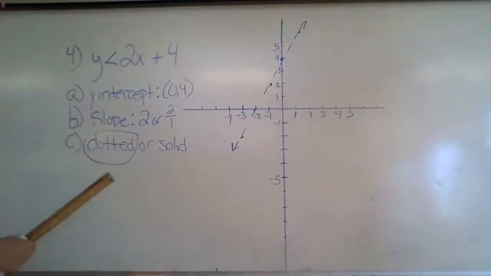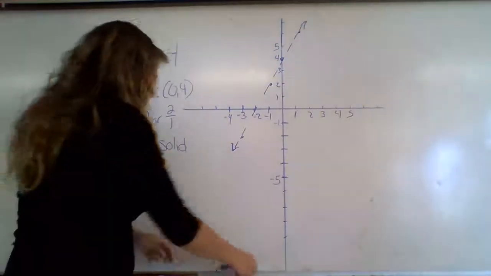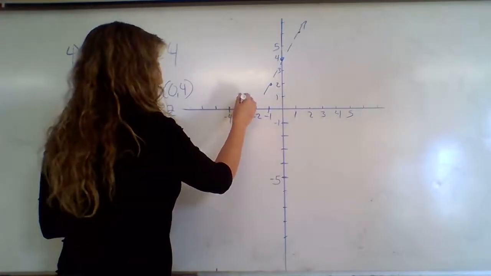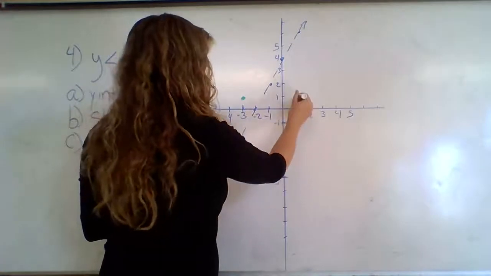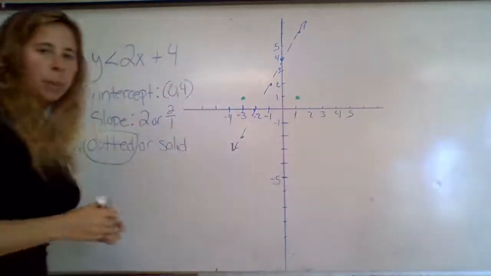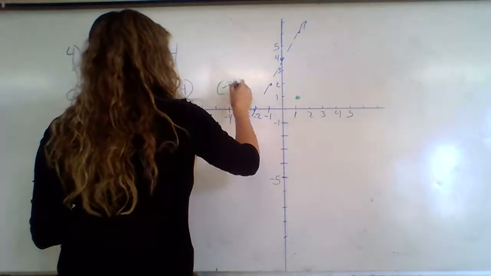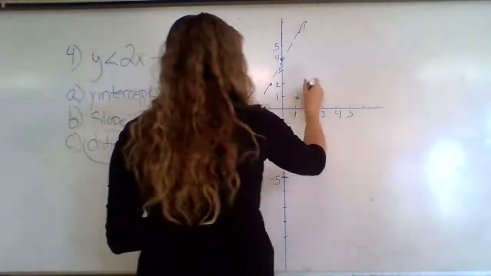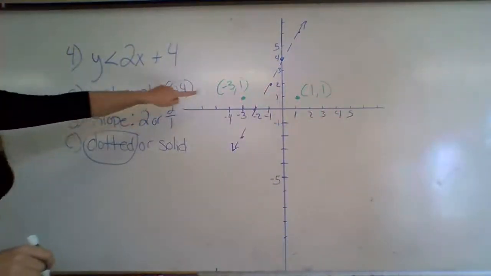So this is where you're going to pick points on either side of the line. So I'll pick, let's do -3, 1. That's above the line, and we'll do 1, 1. Okay. So pick points on either side of the line. Here we go. Substitute them in. So I'm picking -3, 1, and 1, 1.